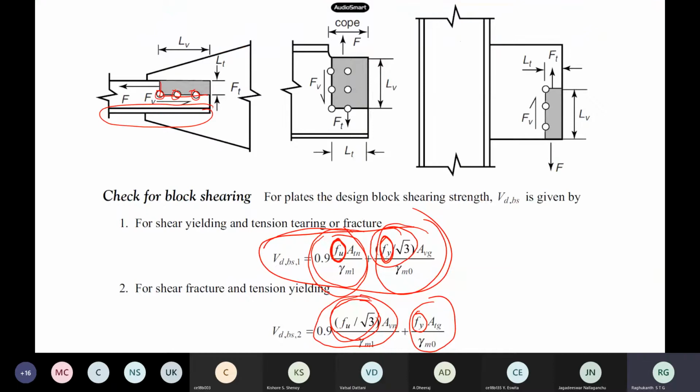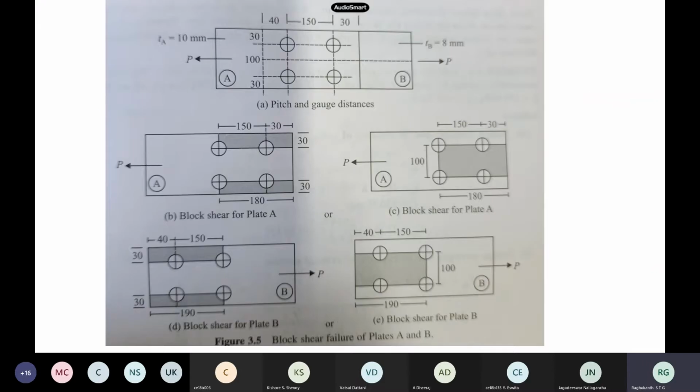So here also I showed you that the weaker plane yields and the stronger plane ruptures. So 0.9 Fu. The rupture formula is the same. Then when it is yielding, you will be having Fy and Avg kind of thing. So you have to do both of them, and whichever is the smallest, that is your design tensile strength. This also I showed you.